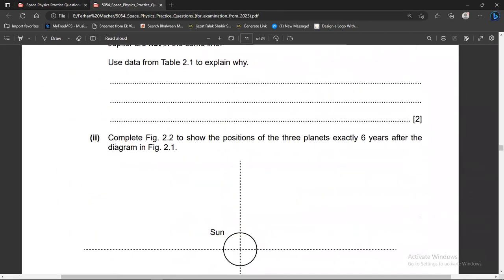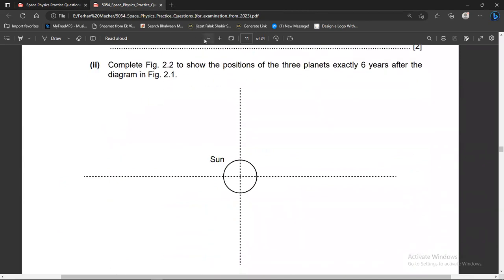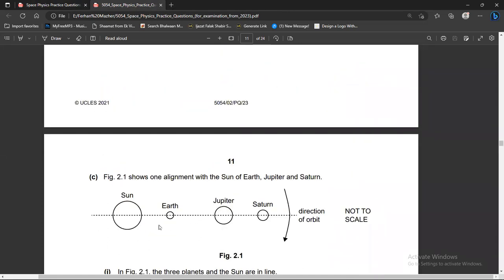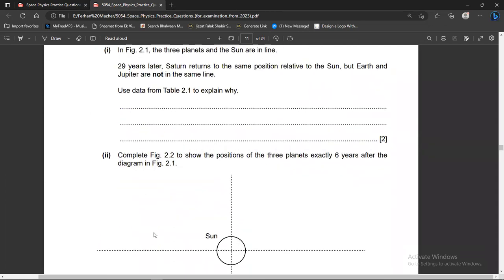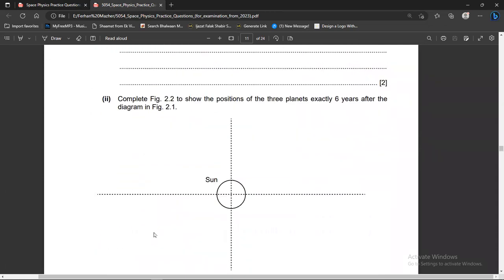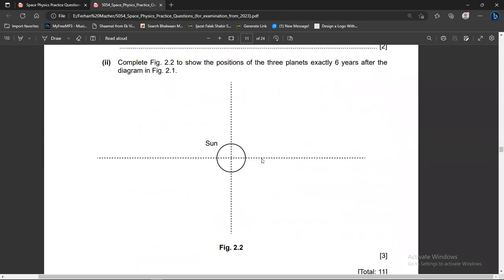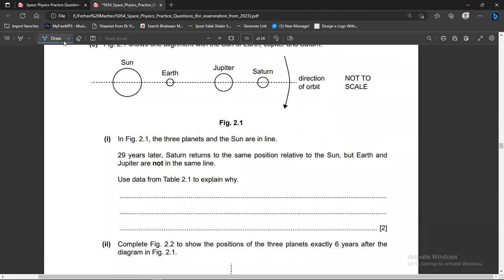Okay, the next question says, complete the figure 2.2 to show the positions of the three planets exactly 6 years after the diagram. So this is their original condition. For the Earth, after 6 years it will be back on the same position. So the Earth will be here.